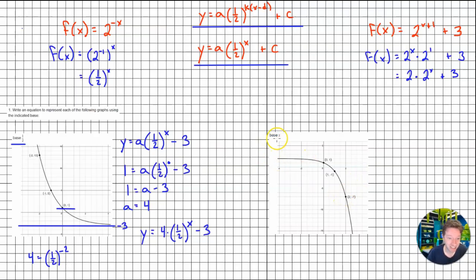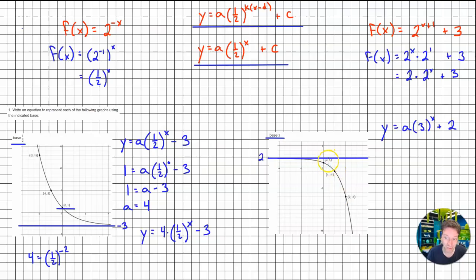Let's look at the next example. We'll do the same thing. This one is in base 3. So we have our equation y equals a times 3 to the power of x plus c. Well, what's c in this case? It looks like it is approaching y equals 2, but never reaching it. So plus 2.